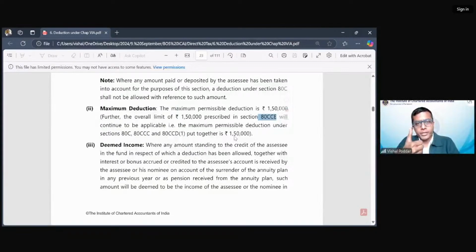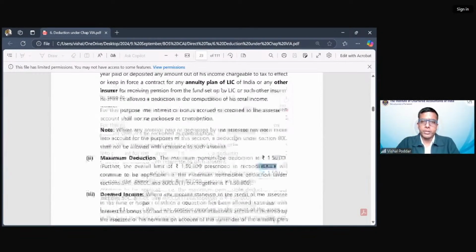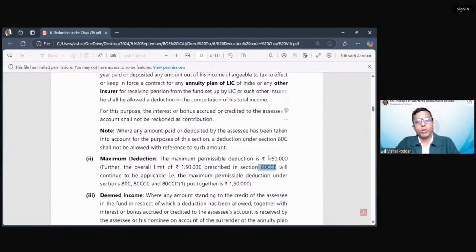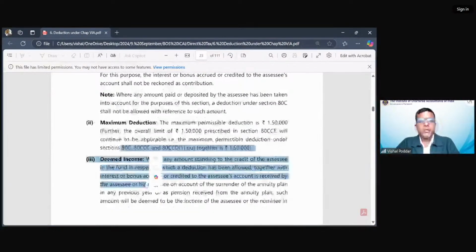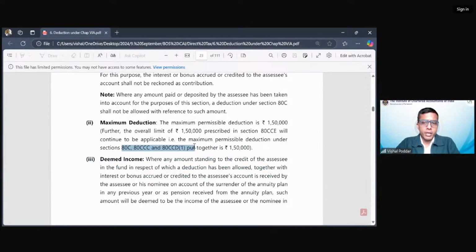Because we saw 80C has a limit of 150. 80 CCC, this section also has an independent limit of 150. And below the section which we are studying, 80 CCD, it is also having an independent limit of 150. However, pay attention. 80 CCE says that the combined limit of these three sections, I repeat, 80 CCE says that the combined limit of these three sections is also 150. So individually 80C is 150, individually 80 CCC is 150, individually 80 CCD1 is also 150. But even if you combine these three sections, the total limit of these three sections combined is also 150.